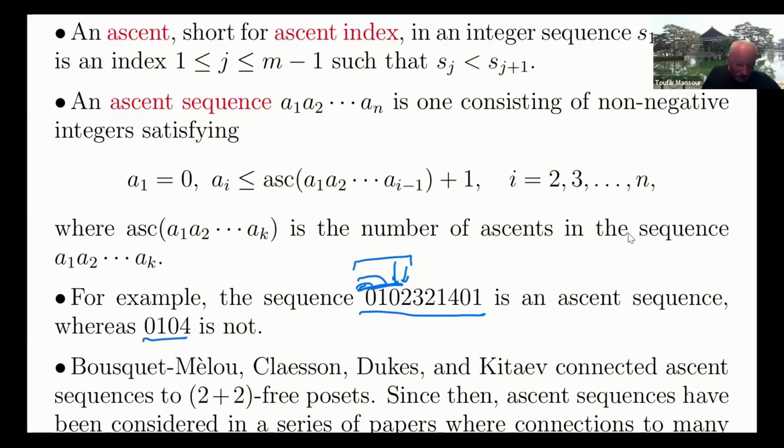But 0, 1, 0, 4 is not, because if I look at the first 3 letters, 0, 1, 0, it contains 1 ascent. That means the next letter could be at most 2. But here it's 4. That means it's not an ascent sequence. Any question about the definition?